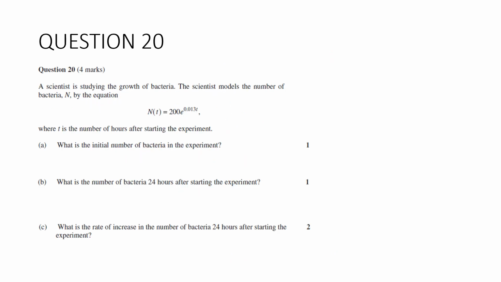Question 20. The scientist is studying the growth of bacteria. The scientist models the number of bacteria n by the equation n of t is equal to 200 e to the 0.013t. t is the number of hours after starting the experiment. What is the initial number of bacteria in the experiment? Remember, initial means t is equal to 0. So I'm just going to substitute 0 in there. I'm going to get 200 e to the 0, which is 200.